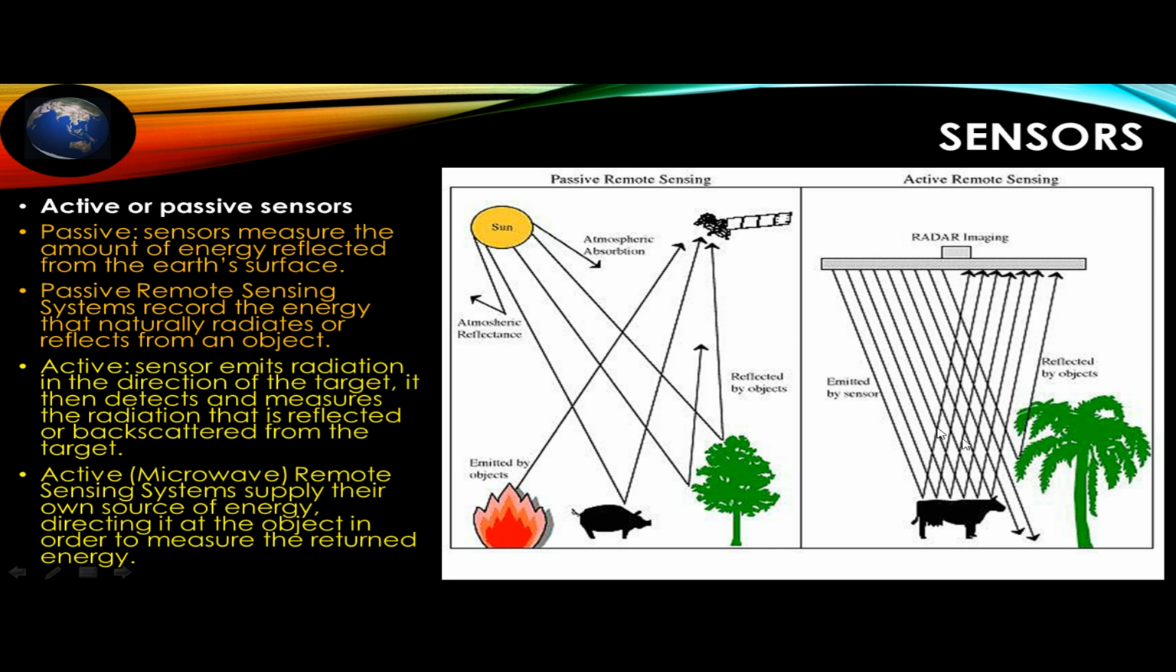Okay, so we are interested in sensing the reflected energy. When it comes from the natural or sun's electromagnetic radiation, we call it passive remote sensing. But when the radiation is emitted by the sensor itself, and the reflected radiation is captured by the sensor, then it's called active remote sensing. Generally it comes under the microwave region.